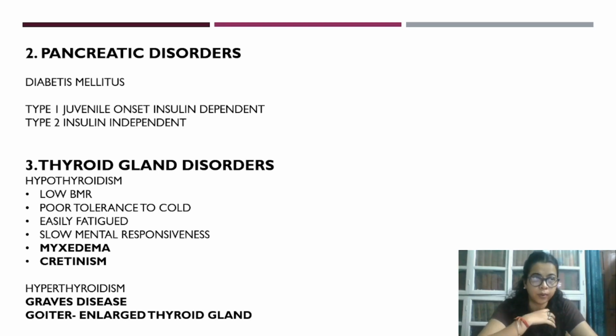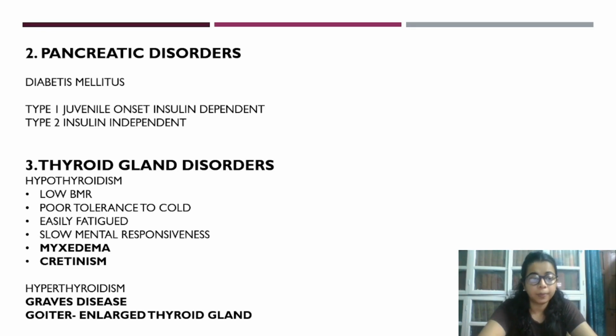Type 1 is very rare, mostly found in children, but type 2 is the most common type, and it does not depend upon insulin. Tissue specificity is decreased to the effect of insulin. Insulin effect is decreased due to this.